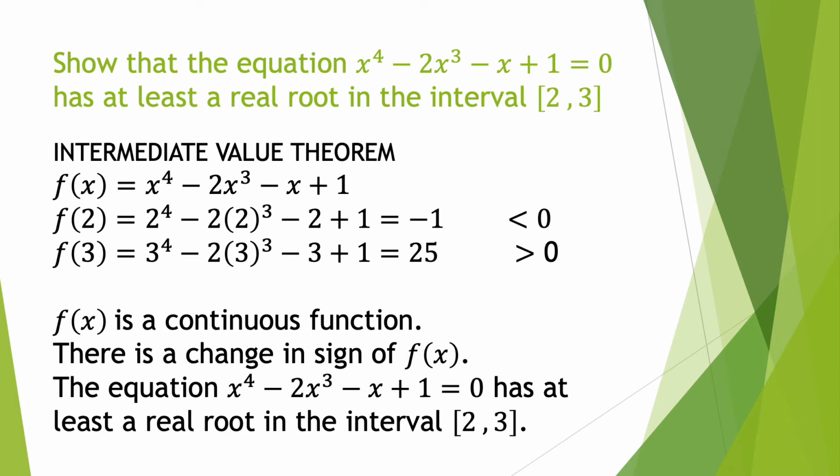Then we follow up by substituting x = 3 into the equation. So f(3) = 25. That is greater than 0. That is a positive sign. f(x) is a continuous function, and we have the proof that there is a change in sign of f(x) from negative to positive. Then we can conclude that the equation x^4 - 2x^3 - x + 1 = 0 has at least a real root in the interval 2 and 3.